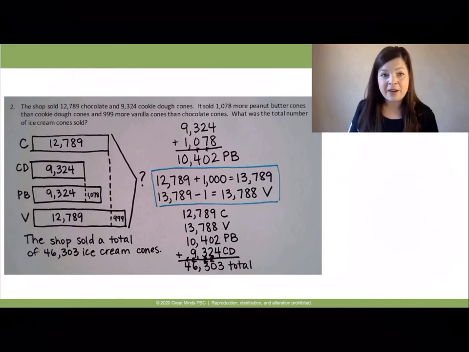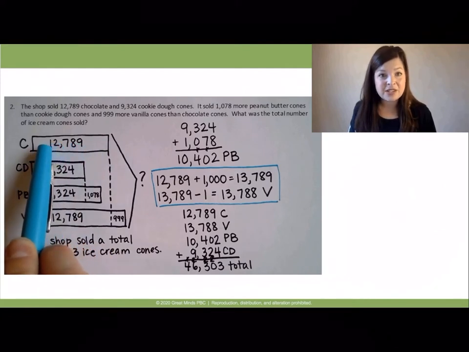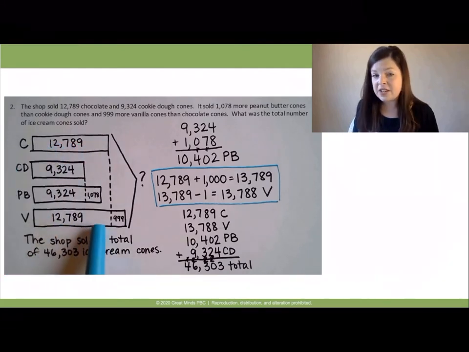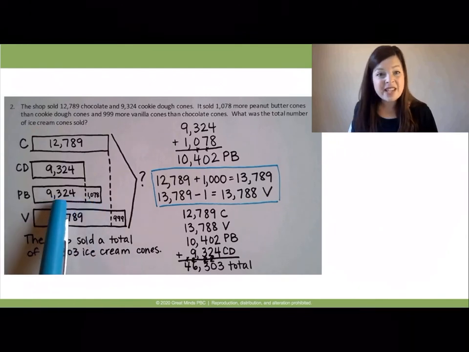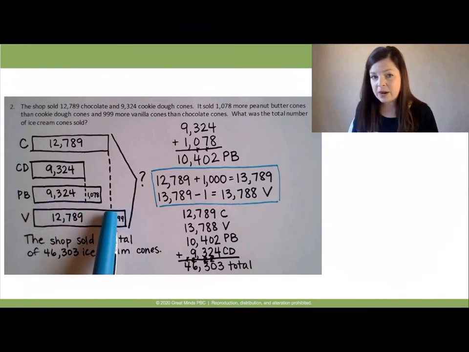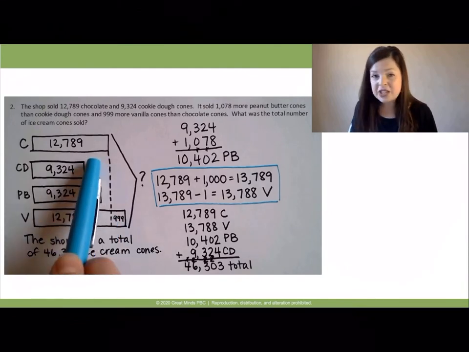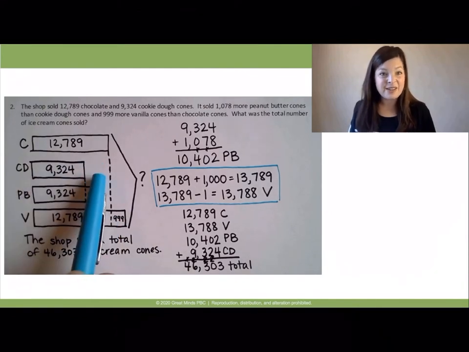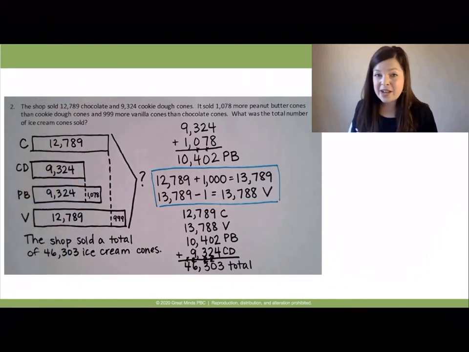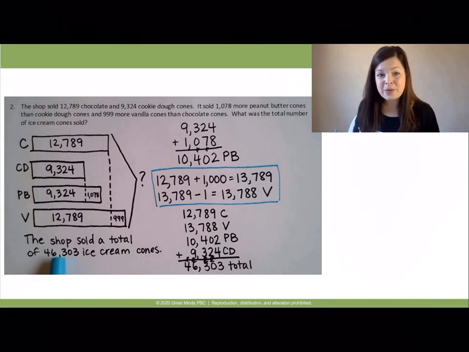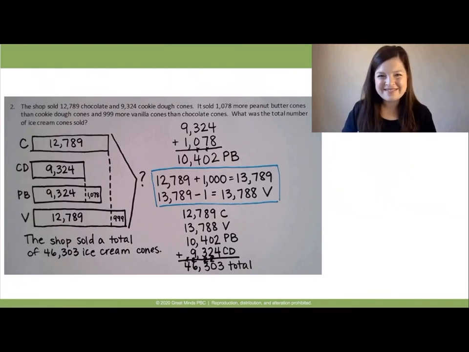Another way that we could think about it would be to think about, okay, the number of chocolate cones is about 13,000 cones. And then this part of the vanilla is another 13,000. So that would be 26,000. And then the peanut butter cones, that would be about 10,000. And if I took this little part here from the vanilla and put it here with the cookie dough, that would make another about 10,000. So these two together would make 20,000. 26,000 plus 20,000 is 46,000. And that's really close to what we got. So we know our answer is reasonable.